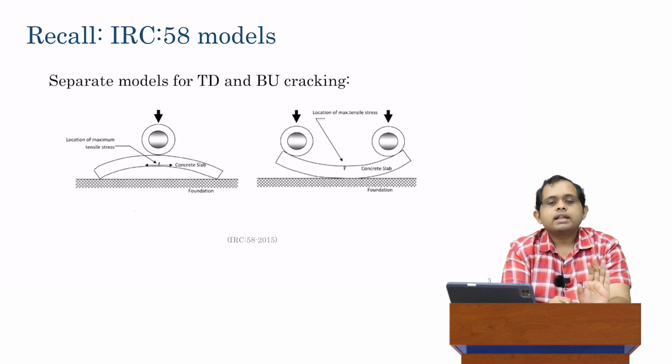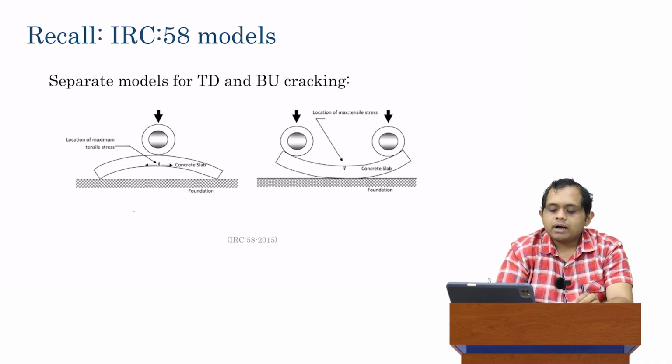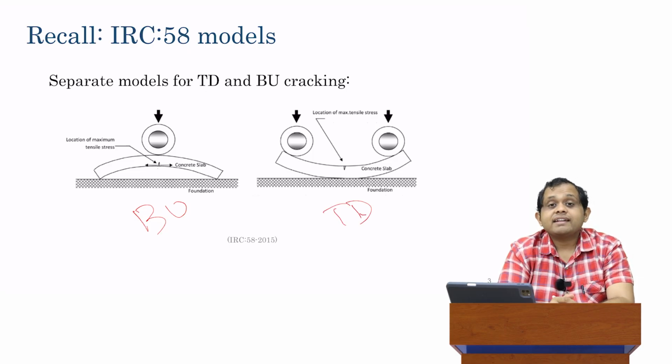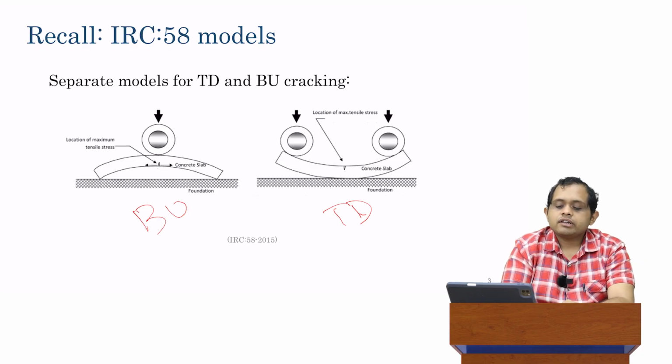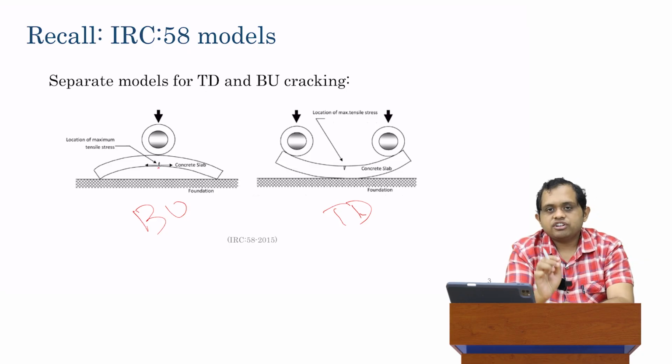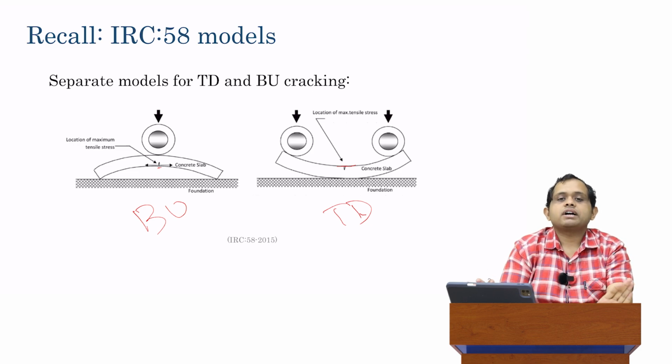Very broadly, there are two types of stress prediction models provided in IRC 58. One is provided for bottom-up cracking, which is the one shown over here, and the other is provided for top-down cracking. Fundamentally, they differ in where the critical stress is. Is the critical stress in the bottom fiber, such that a crack initiates at the bottom and then propagates upward, hence bottom-up? Or is the critical stress at the top fiber, such that the crack initiates at the top and propagates downwards, hence the name top-down? These are two separate conditions which have to be analyzed separately.